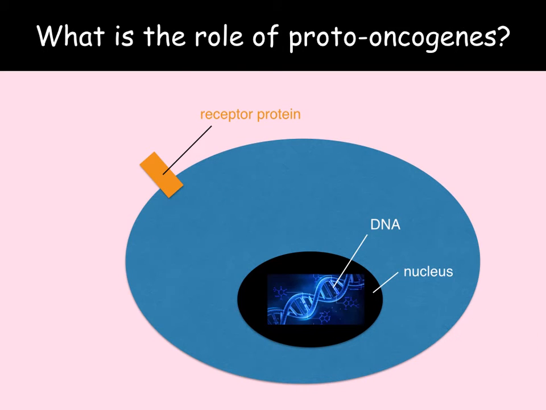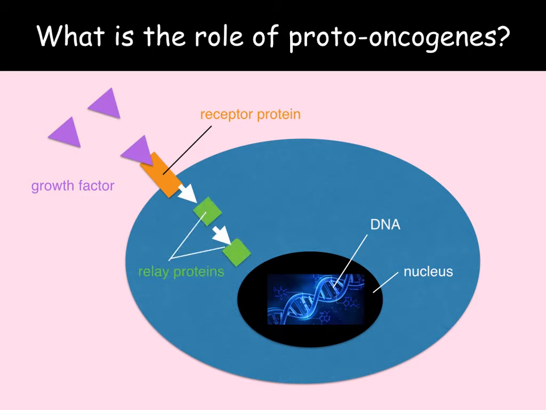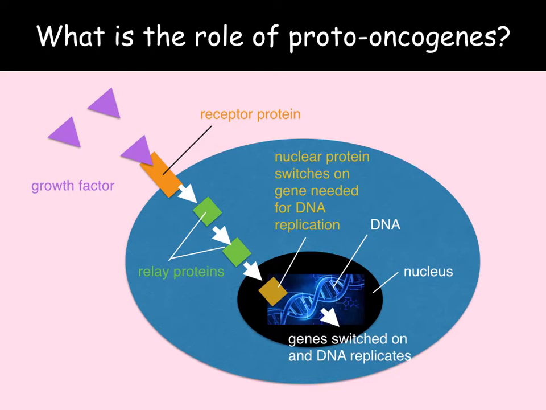So what's the role of proto-oncogenes? These stimulate cell division. So in a normal cell, you have got growth factors, and these attach to a receptor protein on the cell surface membrane. And then via relay proteins and a nuclear protein, they switch on the genes necessary for DNA replication.